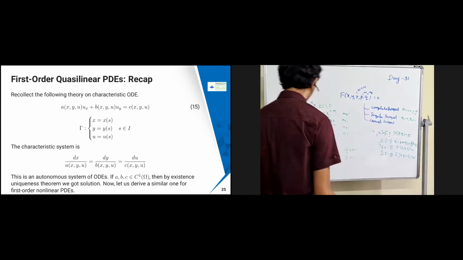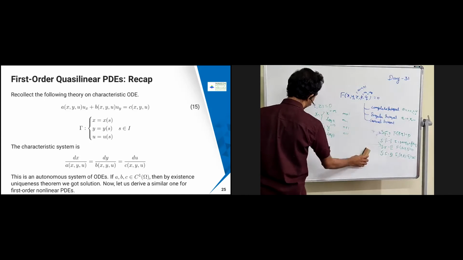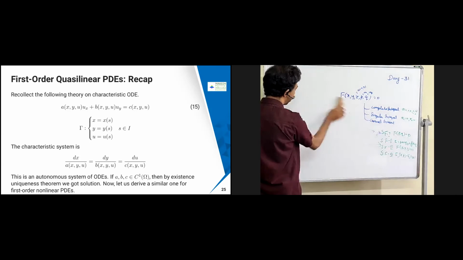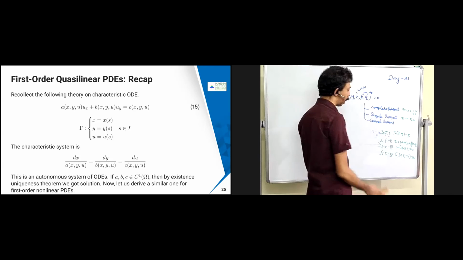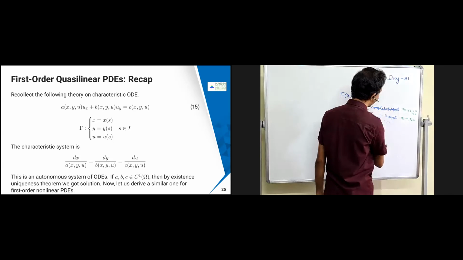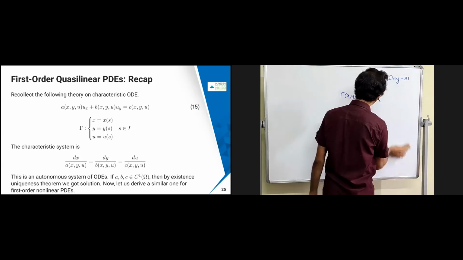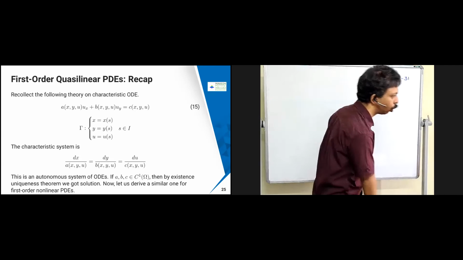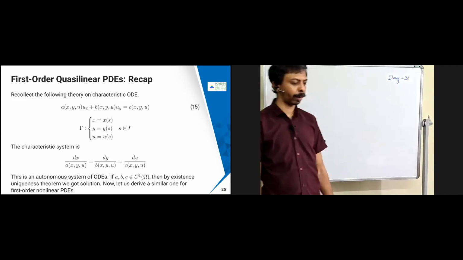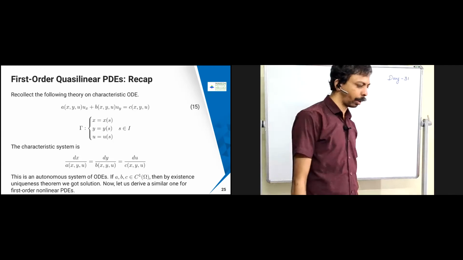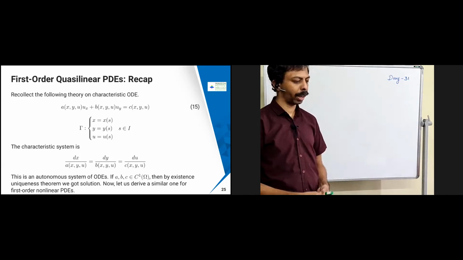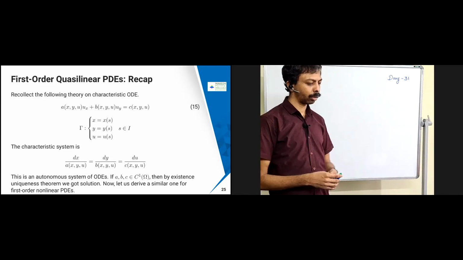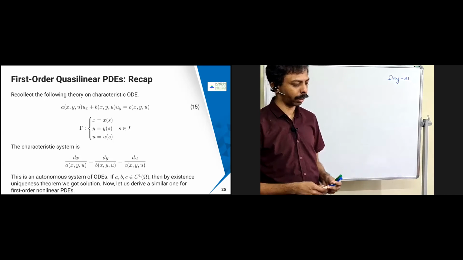What we did was we had the problem of a of x comma y comma u u_x plus b of x comma y comma u u_y. Okay, so in that case we saw that dx by a of x comma y comma u equal to dy by b of x comma y comma u and du by c of x comma y comma u. So this is an autonomous ODE and a, b, c belong to C1 of omega. Then by the existence uniqueness theorem we got the solution. So this we have seen a long back, almost the 9th or 10th lecture.